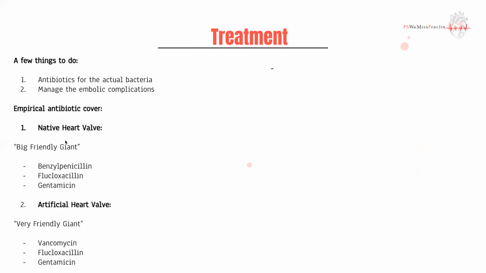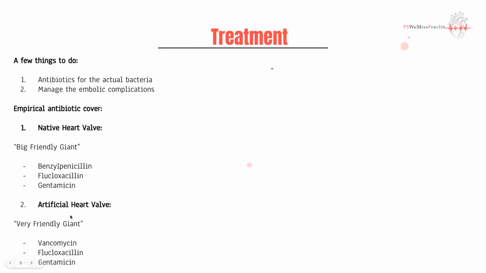The reason there's a difference, so let's go through this. If a person has native heart valves, you give BFG: benzyl penicillin, flucloxacillin, and gentamicin. As we know, benzyl penicillin is really good for gram-positive cover. Fluclox is also really good gram-positive, but particularly for Staph aureus. Gentamicin is the king for gram-negative cover.